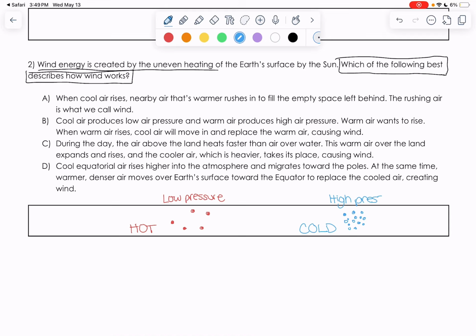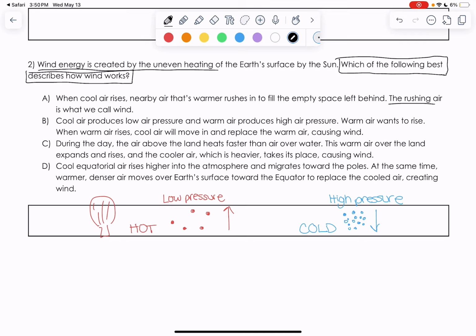This is going to affect how different air acts because when air is cold, it sinks because it's heavy. High pressure is heavy. Versus low pressure is light and it's going to rise. Hot air rises. Think about a hot air balloon. It rises from that hot air. A says when cool air rises, nearby air that's warmer rushes in to fill in the empty space left behind. The rushing air is what we call wind.